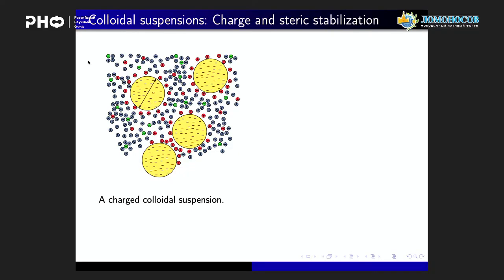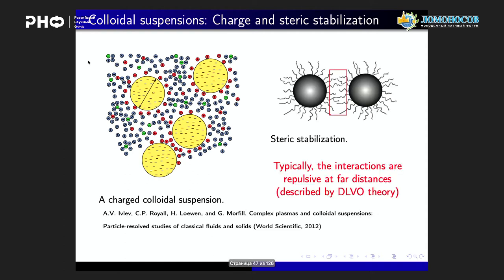Basically, the interactions between colloidal particles, particles of microscale size in liquids, for example in water, can be charged, or they can be sterically stabilized if we use polymers at their surfaces. Typically, both of these kinds of interactions are repulsive. The particles just repulse at short distances and don't interact with each other at large distances.